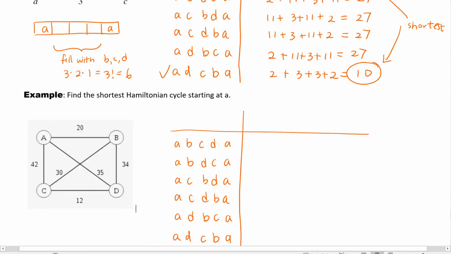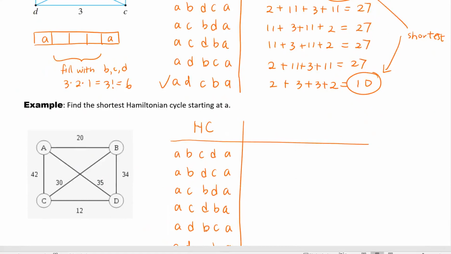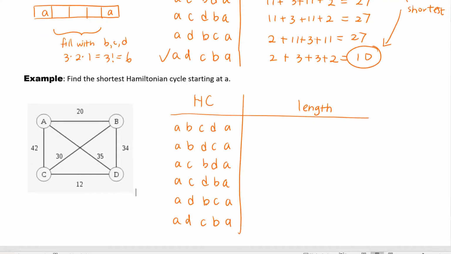Alright, good. Let's continue. So here we have the Hamiltonian cycle and here is the length. First, A, B, C, D, A. You see, it's a little bit different. The vertex changes. A, B, 20. B, C, 30. C, D, 12. And then 35. 50 plus 47 is 97.